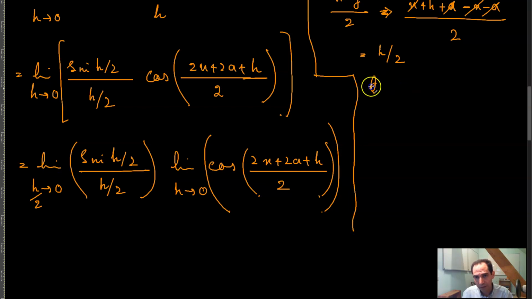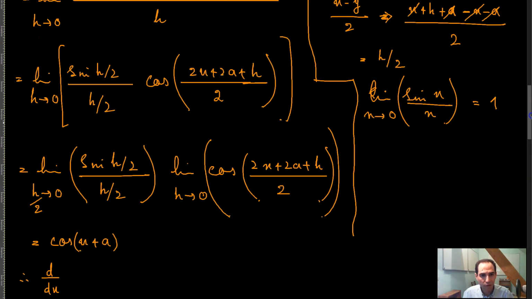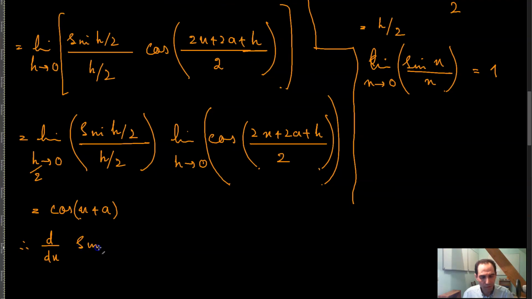Now you know that the limit of sine of x divided by x as x tends to 0 is equal to 1, which means that this is equal to 1. And so the limit here becomes, as h tends to 0, 2x plus 2a divided by 2, which means that's x plus a. So that's cos of x plus a. And therefore, d by dx of sine of x plus a is equal to cos of x plus a.